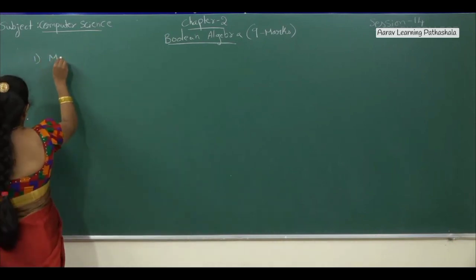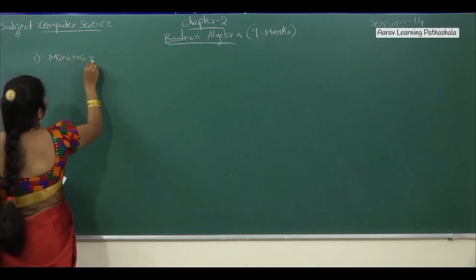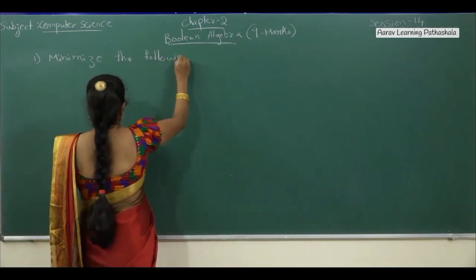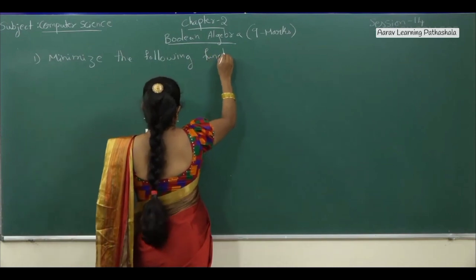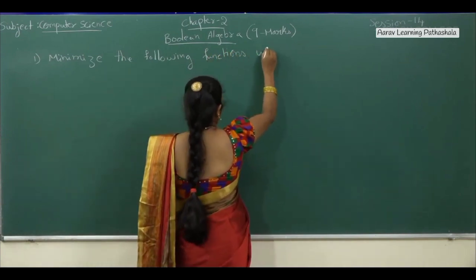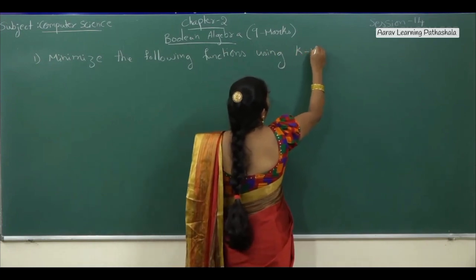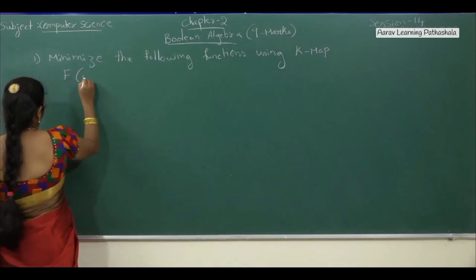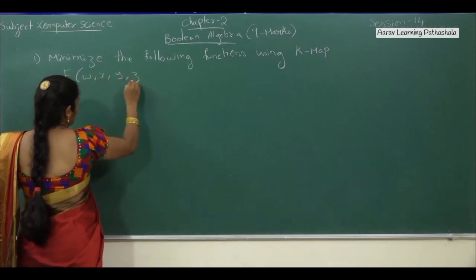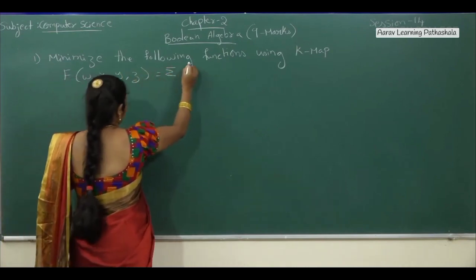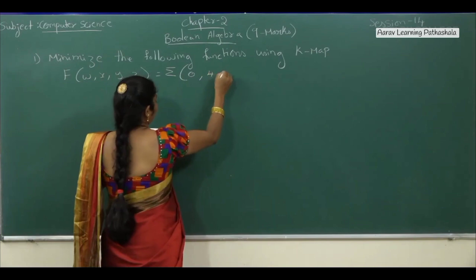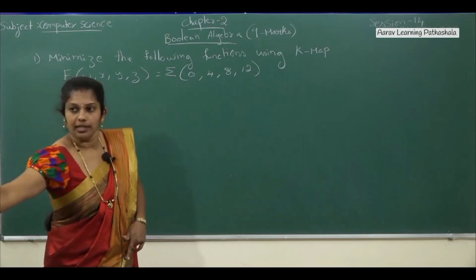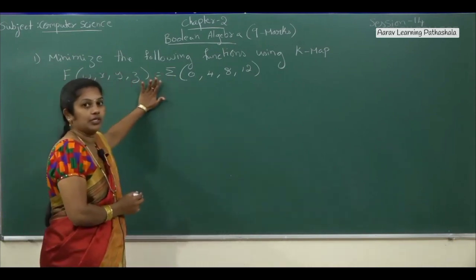First problem: minimize the following function using K-map. f of w, x, y, z equals sigma of 0, 4, 8, 12. Consider this is the equation. Then how to solve this by using K-map?